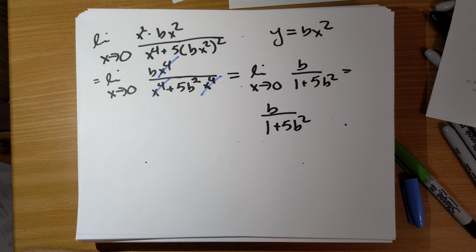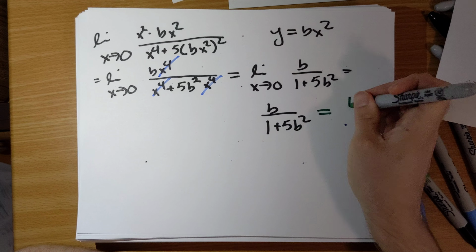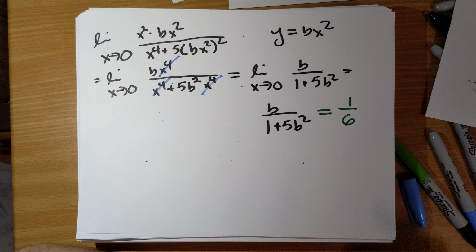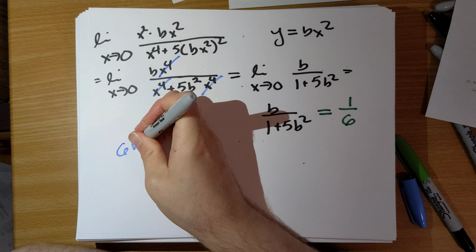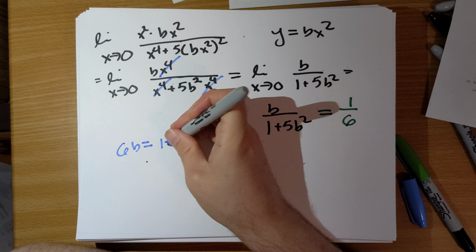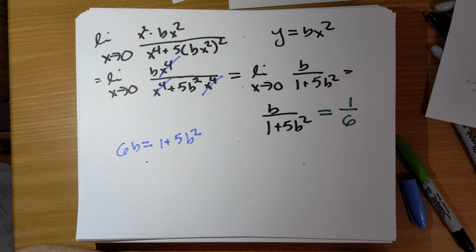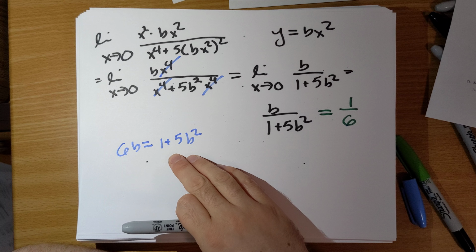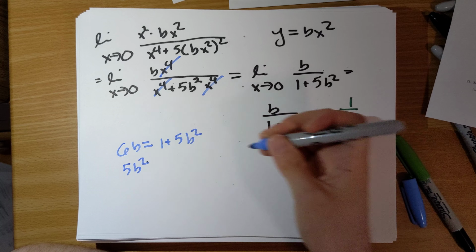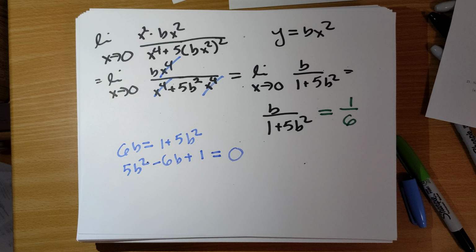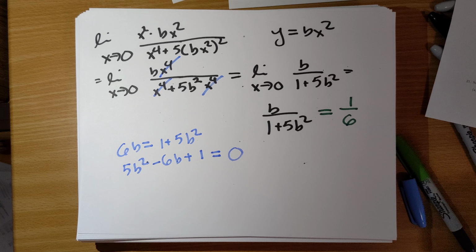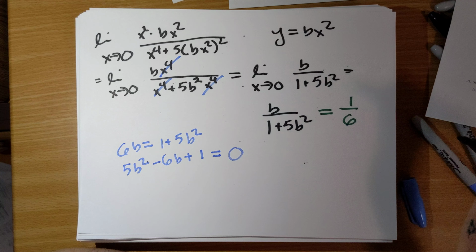And then part B is actually asking us, what are the values of b for which the limit along this path gives us 1 over 6? So we need to solve this equation here. Cross multiplying, 6b is equal to 1 plus 5b squared. Moving everything to one side, 5b squared minus 6b plus 1 is equal to 0. And I assume this factors rather easily, but I'm just going to go ahead and use the quadratic formula.